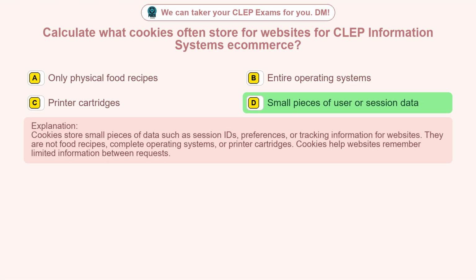Cookies store small pieces of data such as session IDs, preferences, or tracking information for websites. They are not food recipes, complete operating systems, or printer cartridges. Cookies help websites remember limited information between requests.